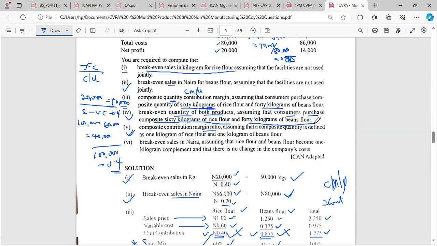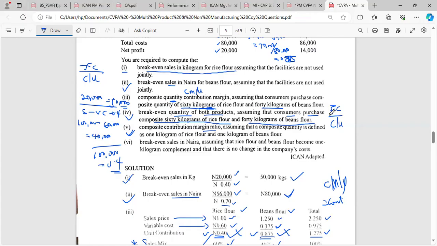Okay, so if you are buying, you buy 60 kilogram of rice and 40 kilogram of beans. Let's take it that way. That is the combination they usually buy. So we want to calculate the break-even quantity, which is the break-even point in units. Normally, what we're supposed to do is fixed costs divided by what? Contribution per unit, because we're solving for quantity. There would have been no need for this 60% and 40%. So let's apply this formula and solve.